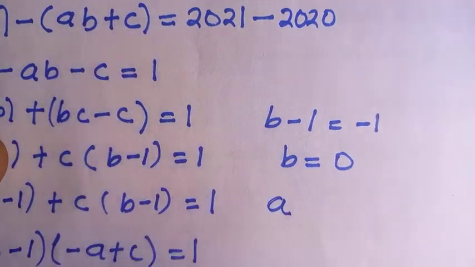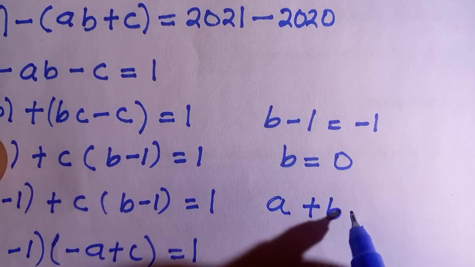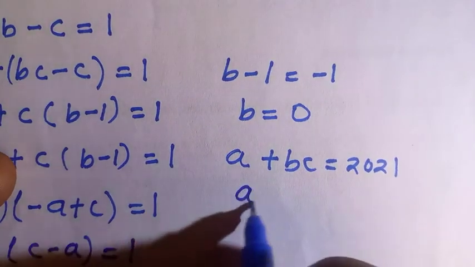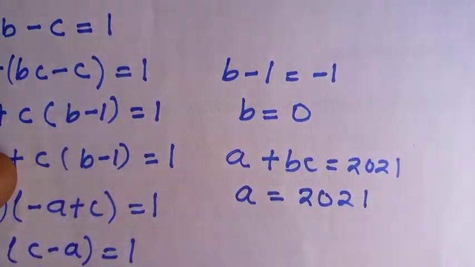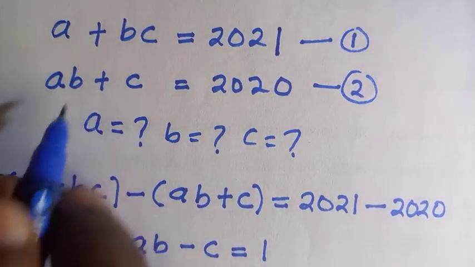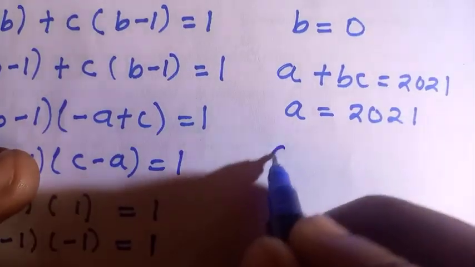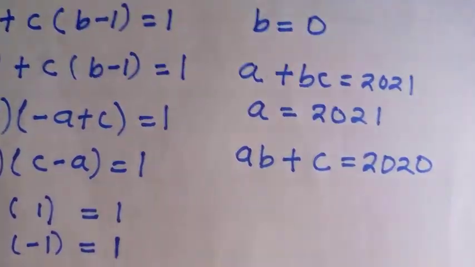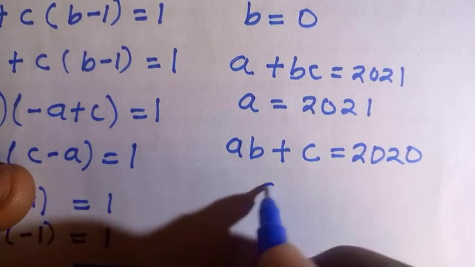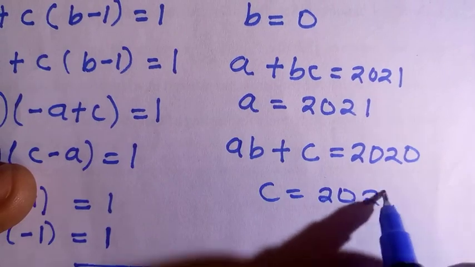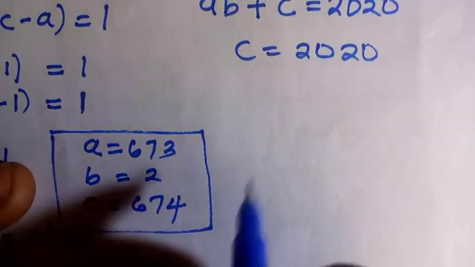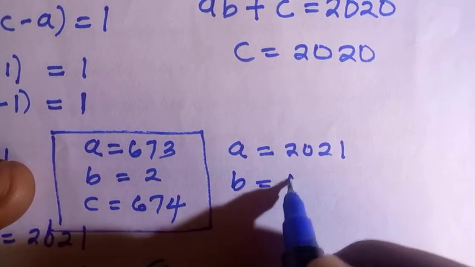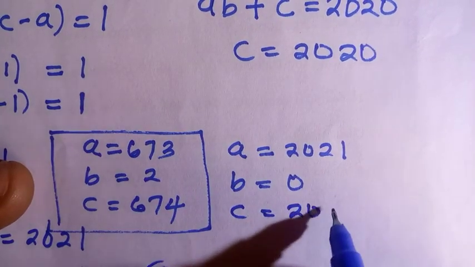For the first equation, we have a plus bc equals 2021. And if b equals 0, then definitely a equals 2021. And for the second one, to get the value of c at b equals 0, we have ab plus c equals 2022. So when b equals 0, we are going to have c equals 2022. And here are the rest of the three values for a, b, c: 2021 for a, b is 0, and c is 2022.